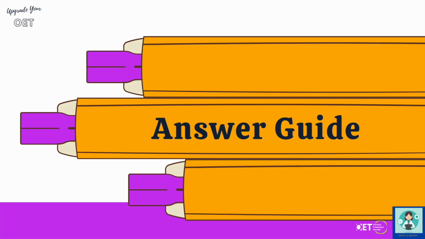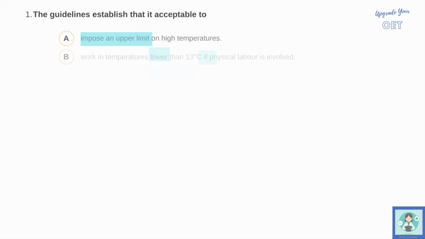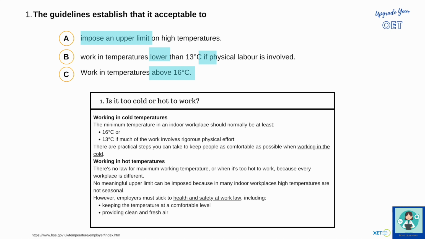Okay, let's go over the answers then, and I'll show you how you find these answers and why the other ones were wrong. That's all important as well. And in this one, it comes from a set of guidelines, and the guidelines establish that it is acceptable, so something that it's okay to do. So we have an upper limit, imposing an upper limit, or we have a lower limit. So there'll always be two which are kind of opposites, and then one which is a bit different from those.